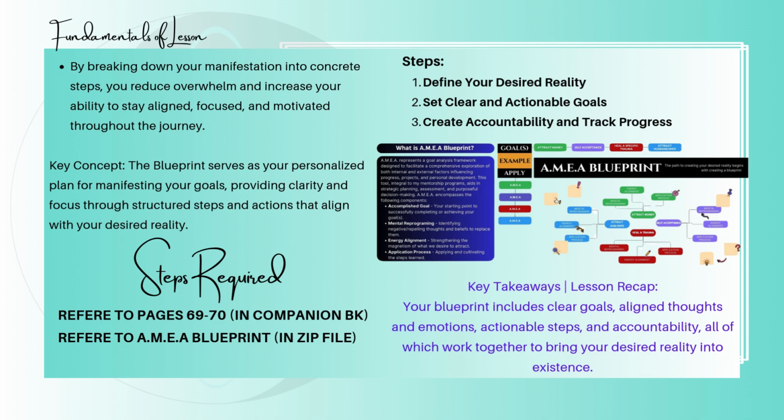Defining your desired realities, setting your clear and actionable goals, creating accountability and a tracking process. And the little box in blue is just giving you more information on what this AMIA blueprint actually is that I created specifically for this master program. So your blueprint includes your clear goals, aligned thoughts and emotions, feelings, actionable steps, and accountability, all of which work together in harmony to bring your desired goals into reality.